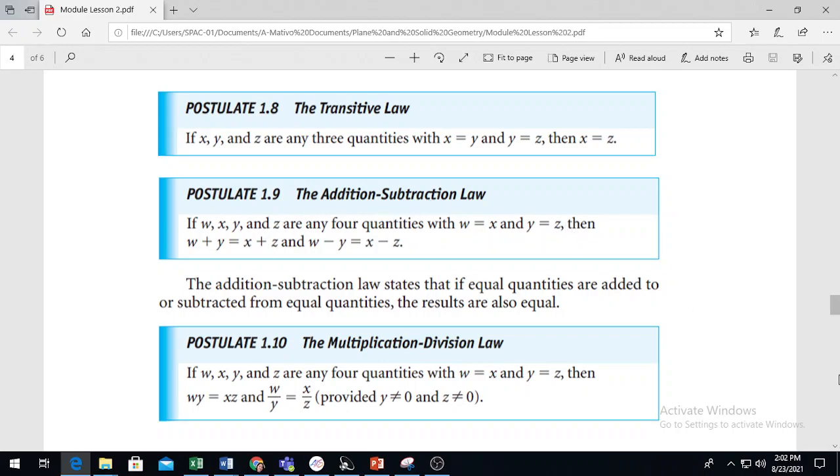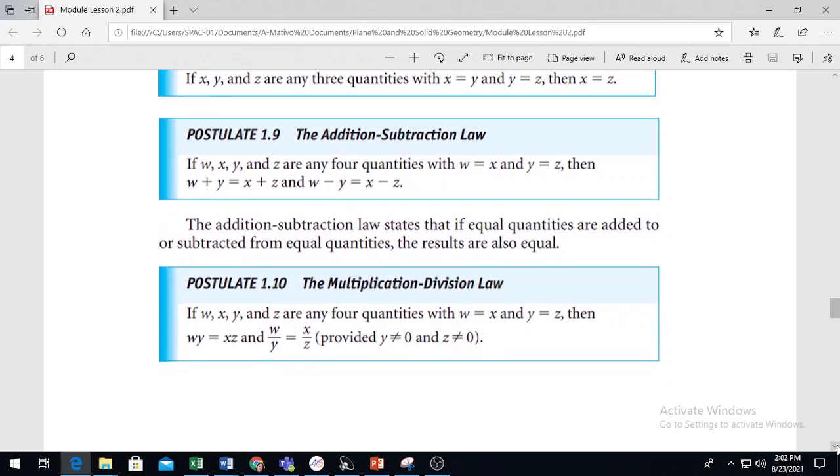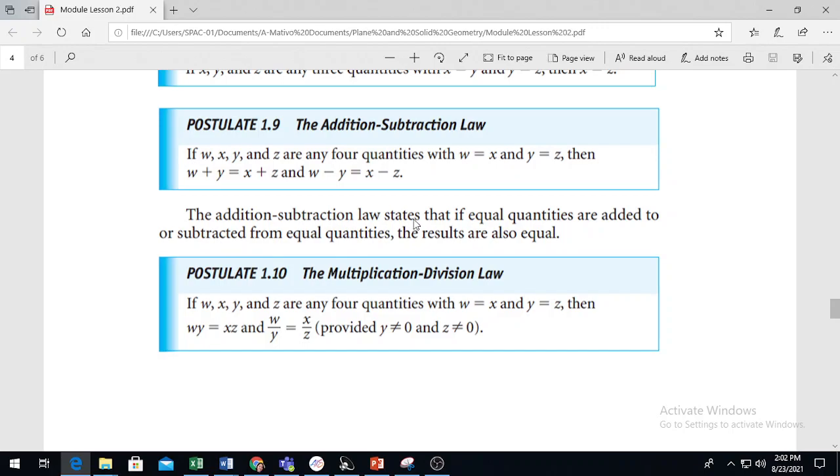You have met this in your junior high school, maybe grade 8, grade 7. So the addition subtraction law states that if equal quantities are added to or subtracted from equal quantities, the results are also equal, because you are adding the same value and subtracting the same value from the same quantities. Therefore, the result is also equal.